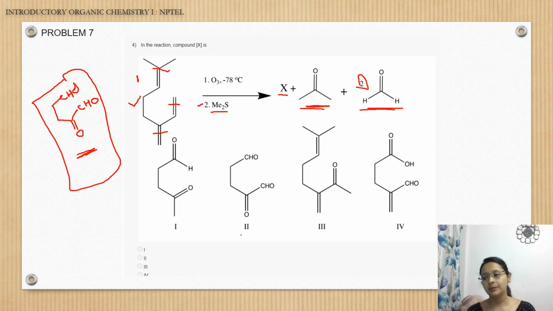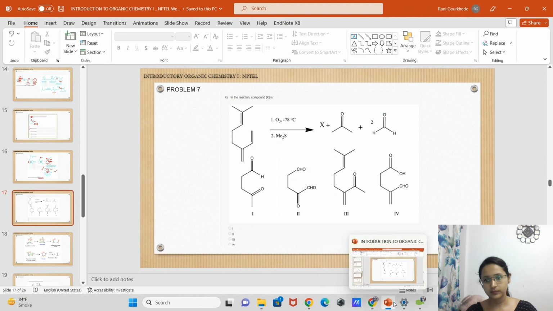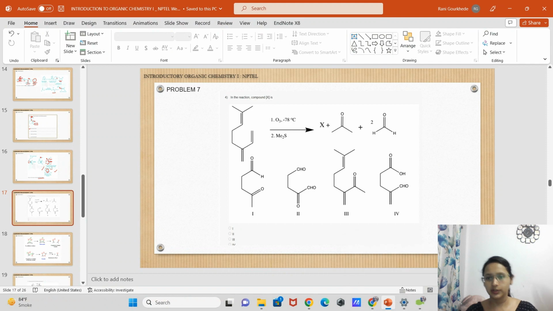So now tell me which will be the correct option here. The correct option will be option number what? Option number 2. So this will be the correct option, right? Fine. This will be the correct option.